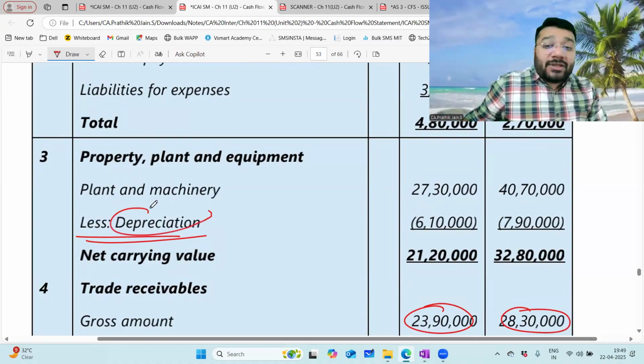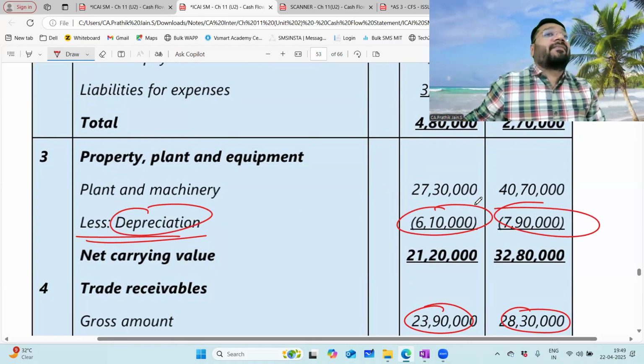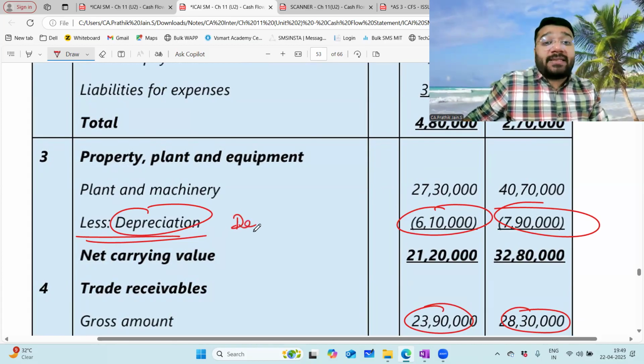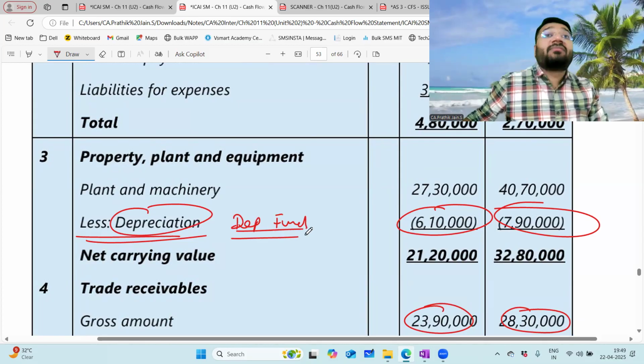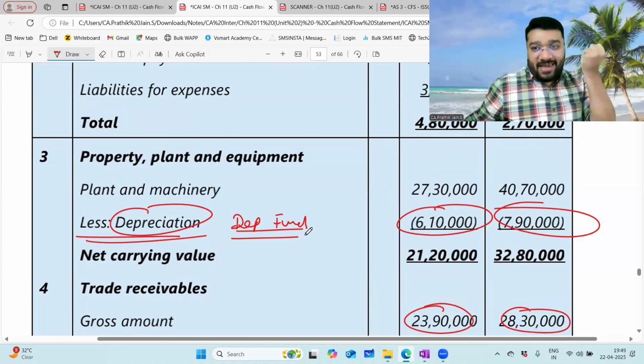If you have depreciation as a separate ledger balance, it itself means that. Sometimes this depreciation they'll refer to as depreciation fund also. Still it is accumulated depreciation. Any name they can give. Name can change, but the meaning is the same.